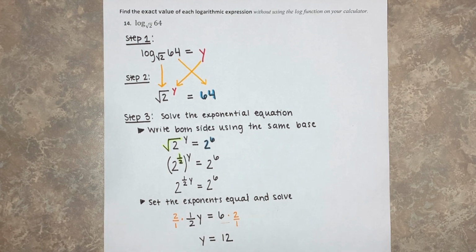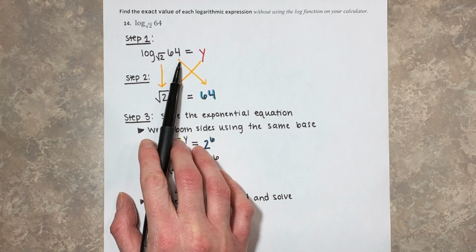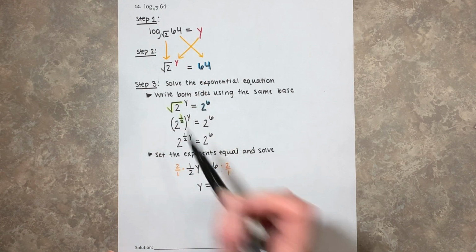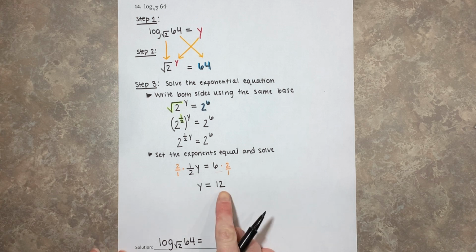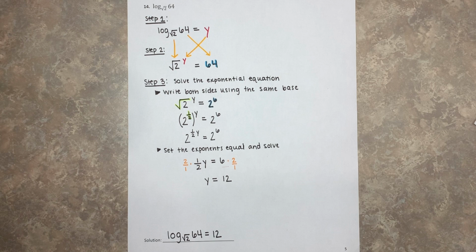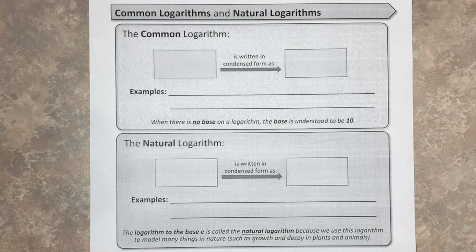Now we've solved for y, but what did y represent? Y represented the value of our log. So for our final answer, we can say that the log base square root of 2 of 64 is equal to y, which is 12. Now let's use words to describe what we just found. We found that 12 is the exponent that we need to put on the base square root of 2 to get the answer 64.